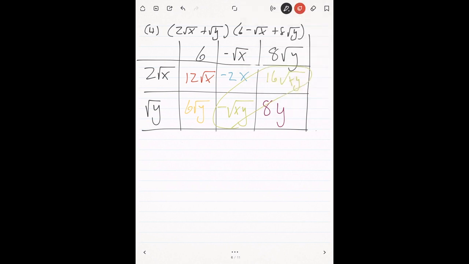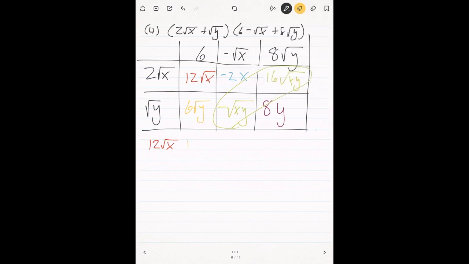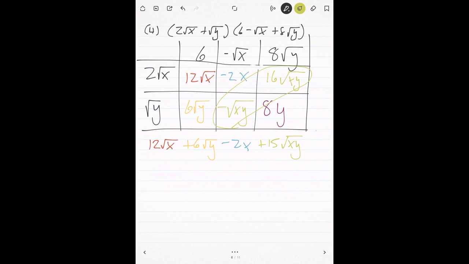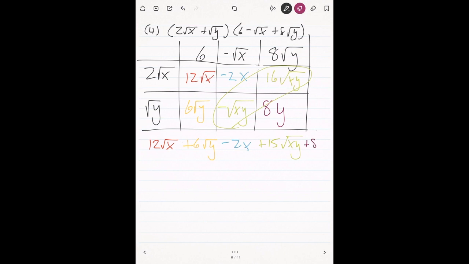So our final answer when we do this multiplication, we got a 12 root x. We have a 6 root y. We have a negative 2x. When we combine our like terms, we get a 15 root xy. And we have, for the final one, an 8y. And there's our final answer.